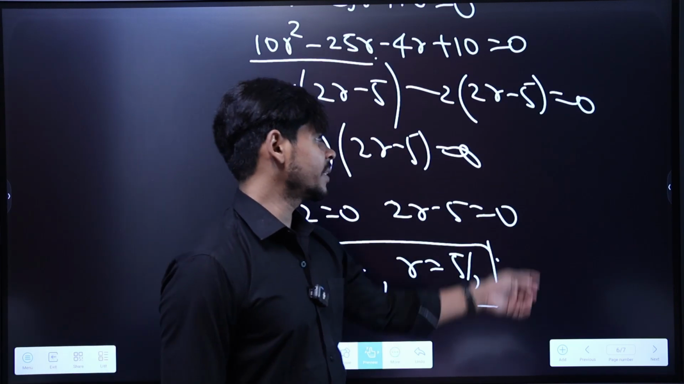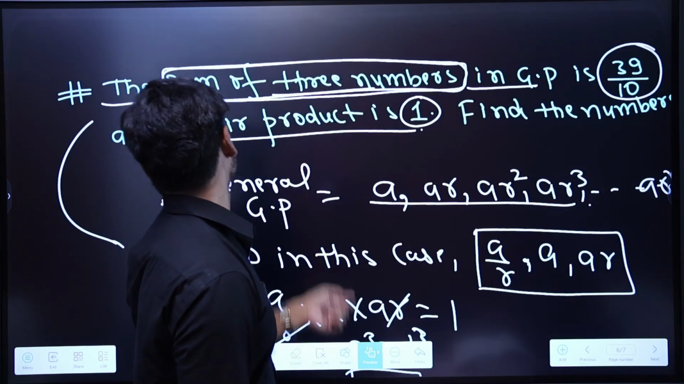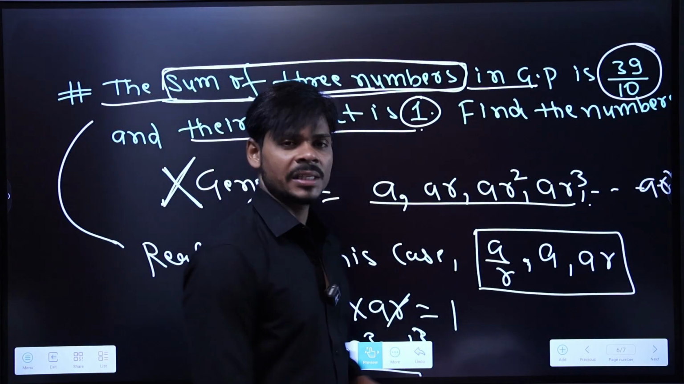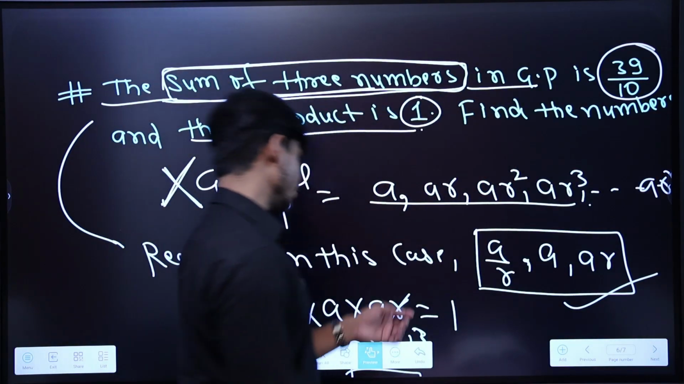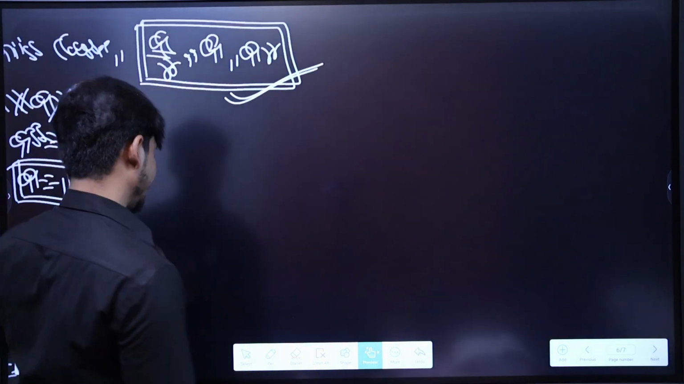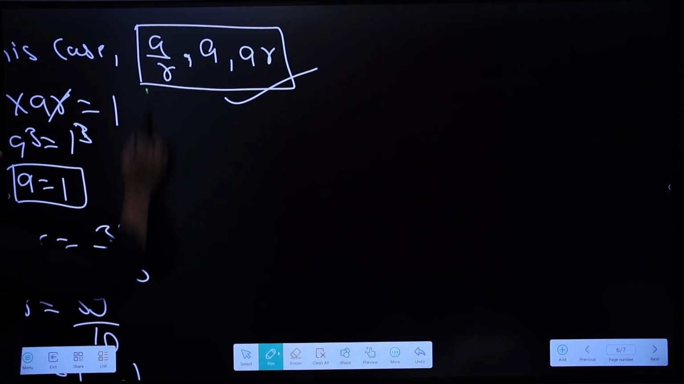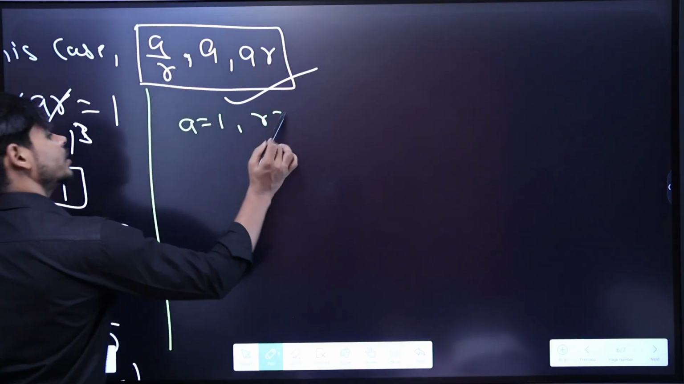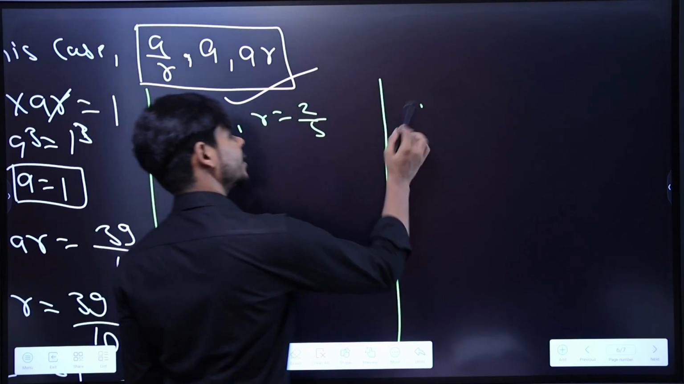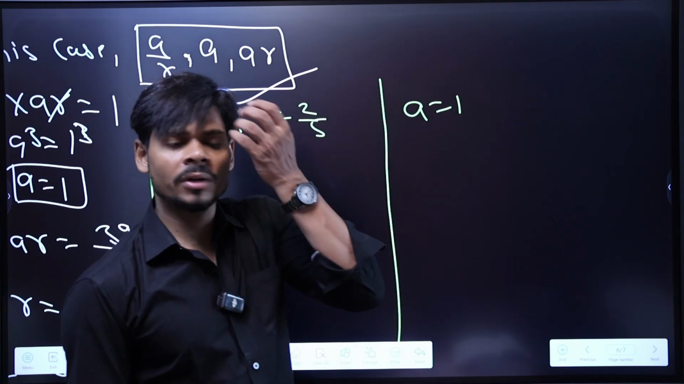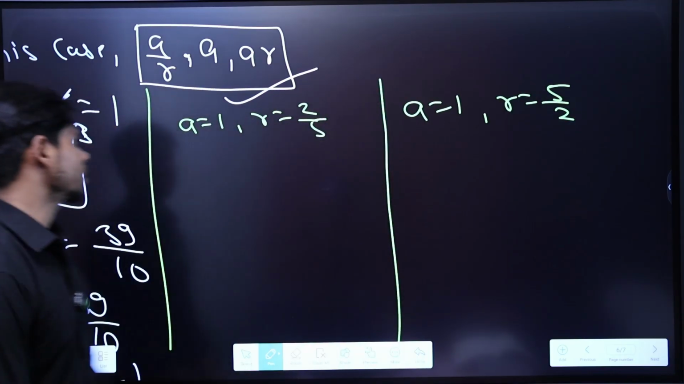You can use both the values of R to get the GP. What we had to find in the initial question, let me check once. Find the numbers, the three numbers. We had just assumed three numbers like this, right? So because we have got the values of A and R, we are going to substitute over here, nothing else. So A is 1 and R is 2 upon 5, right? In another case A is no doubt fixed, it is 1 only, and R will be 5 upon 2. So there will be two cases for this.